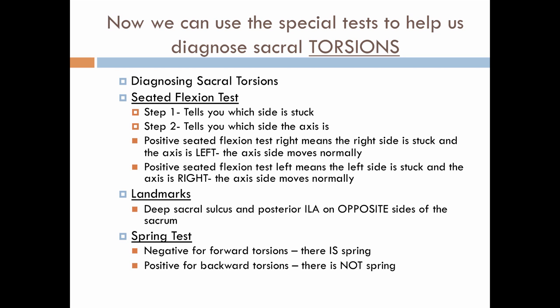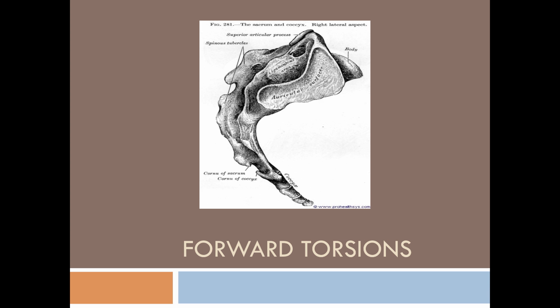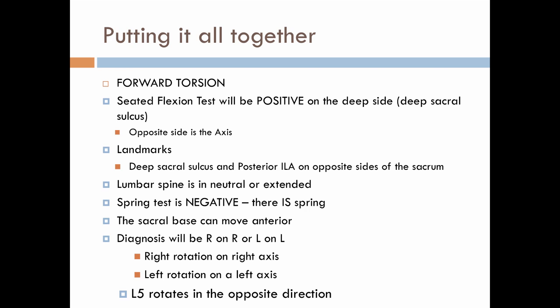And then the spring test we will use to determine whether the sacrum is able to move anterior or not. If it can move anterior, a negative spring test, then you'll know that this is a forward torsion. If the sacral base cannot move anterior, so there is no spring, then that's a positive spring test and it is a backward torsion. Alright, so let's look at forward torsion specifically.